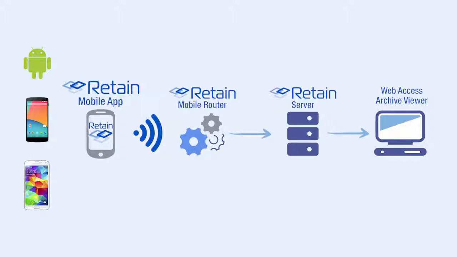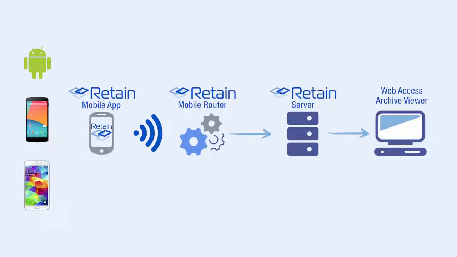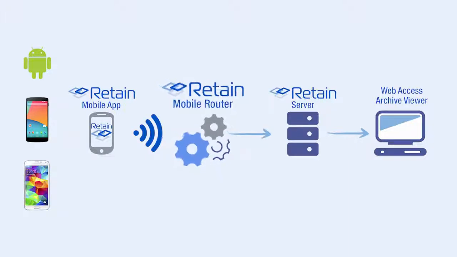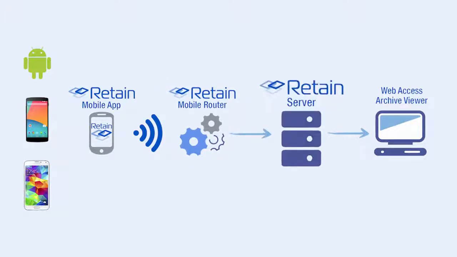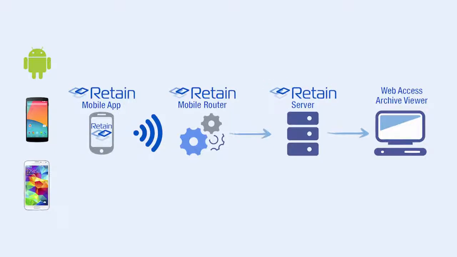Now let's look at the mobile modules. Our Android app is installed on the Android device. This application monitors SMS messages, MMS messages, and phone call logs being placed and received by that device. That data is uploaded on a scheduled basis to the Retain router, which then sends that data to the Retain server for archiving and indexing.